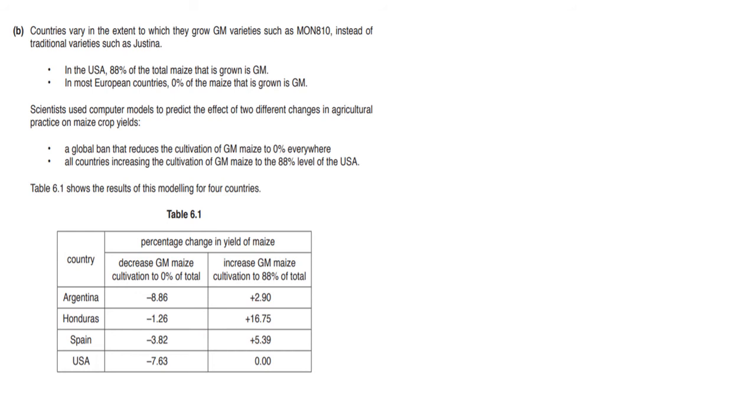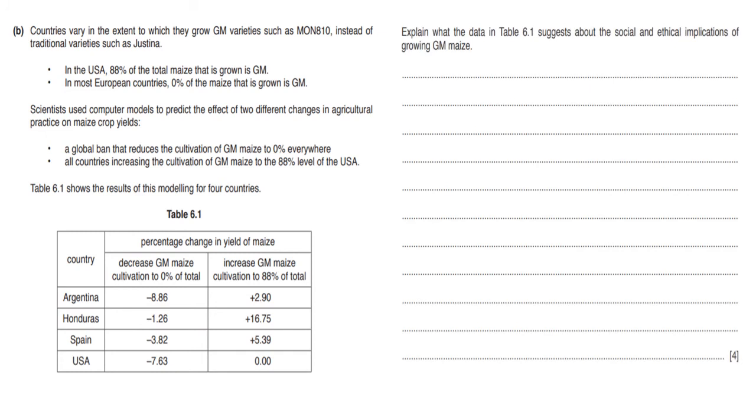Scientists use computer models to predict the effect of 2 different changes in agricultural practice on maize crop yields. So one change is a global ban that reduces the cultivation of GM maize to 0% everywhere. And the other change is all countries increasing the cultivation of GM maize to the 88% level of the USA. Then it goes on to say table 6.1 shows the results of this modeling for 4 countries. And you can see there on table 6.1 what the different values are. But let's see what the question says.